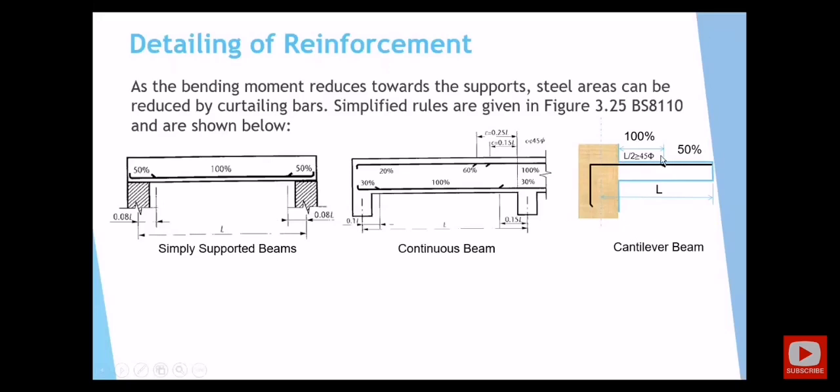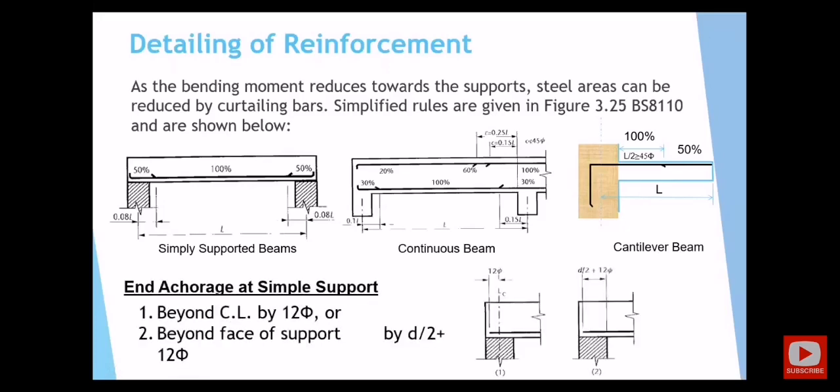Another 50% will be shorter, where this distance is the greater of L over 2, the span over 2, or 45 times bar diameter. So this is showing you how to make curtailment of the steel reinforcement, how to cut your steel reinforcement according to the bridge standard.